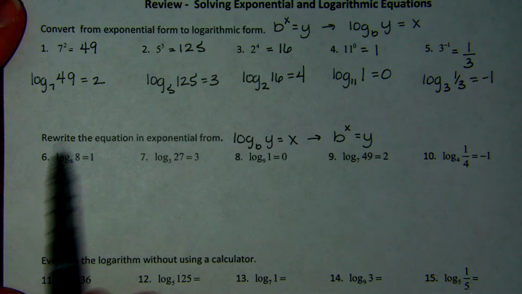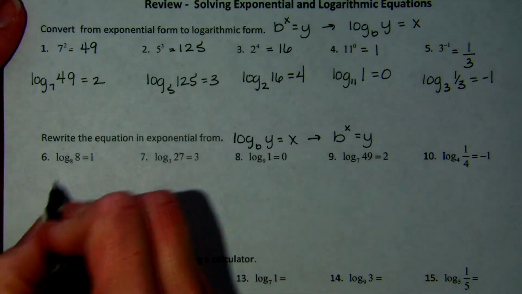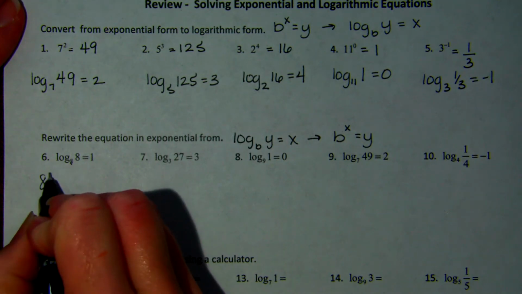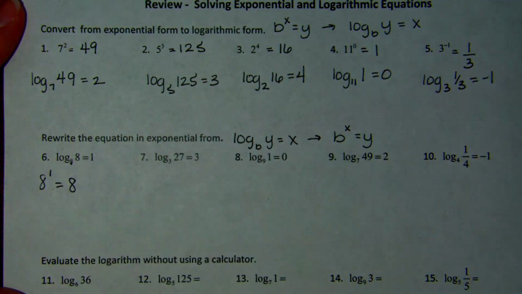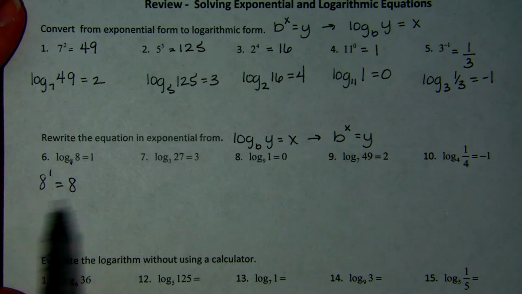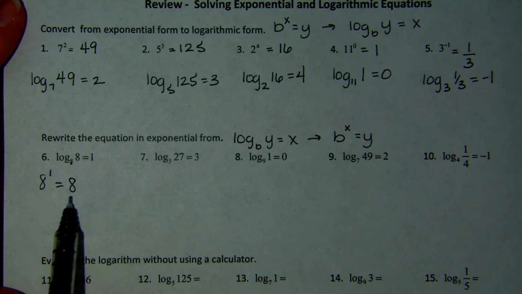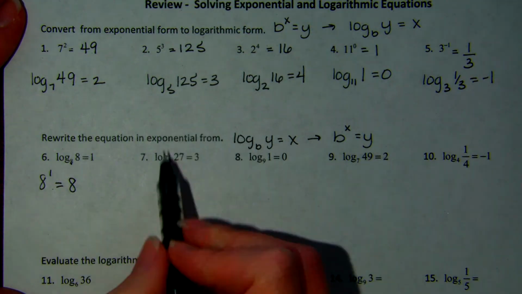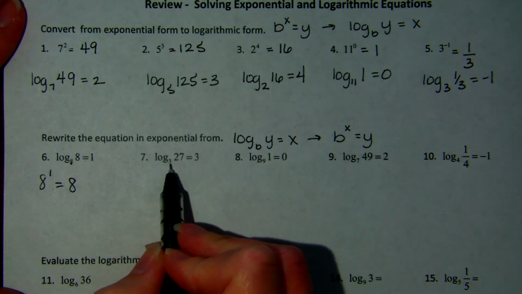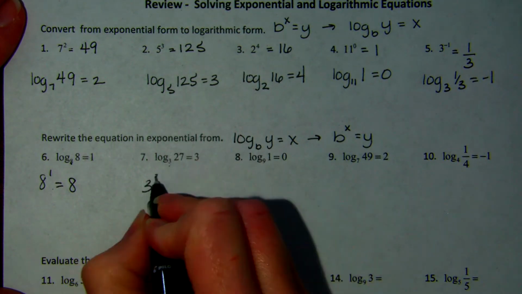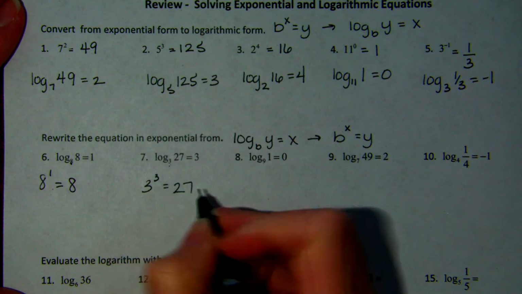So if I want to rewrite this as an exponent, this is 8, because we have a base of 8, it's 8 to the first power is equal to 8. And the great thing about these is when you rewrite them as exponents, you should come up with a true statement. So is 8 raised to the first power 8? It is. So we know we've done this correctly. Number 7, we're looking here for our base. This is a base of 3 to the third power is equal to 27.